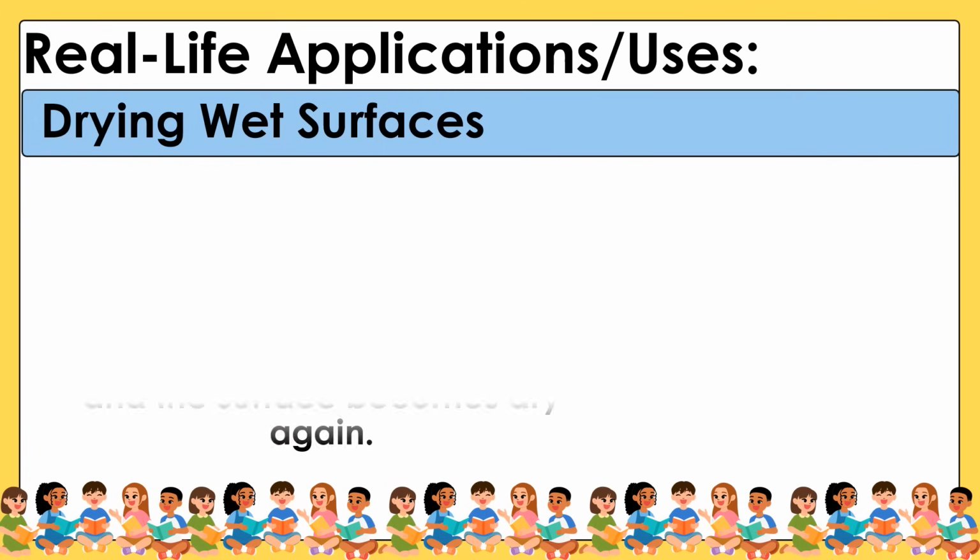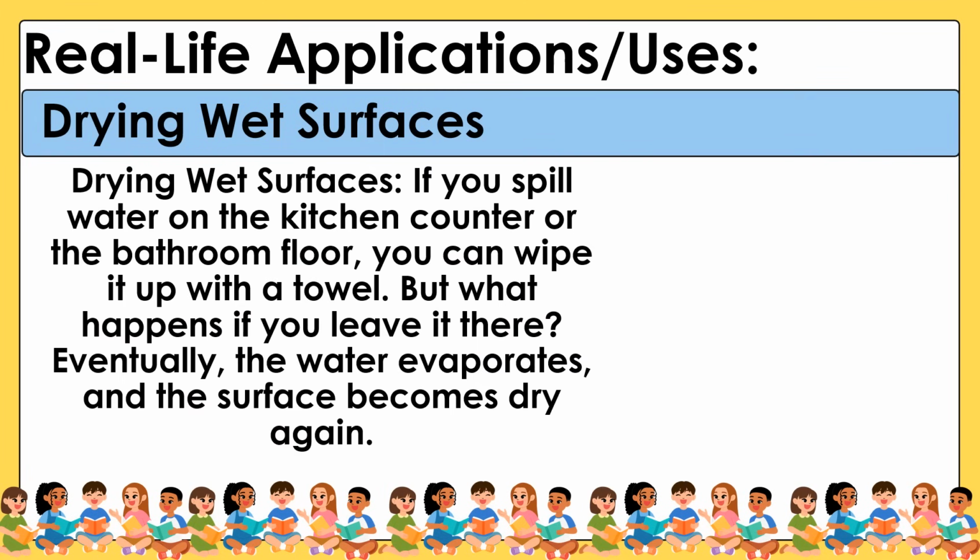Drying wet surfaces. If you spill water on the kitchen counter or the bathroom floor, you can wipe it up with a towel. But what happens if you leave it there? Eventually, the water evaporates and the surface becomes dry again.